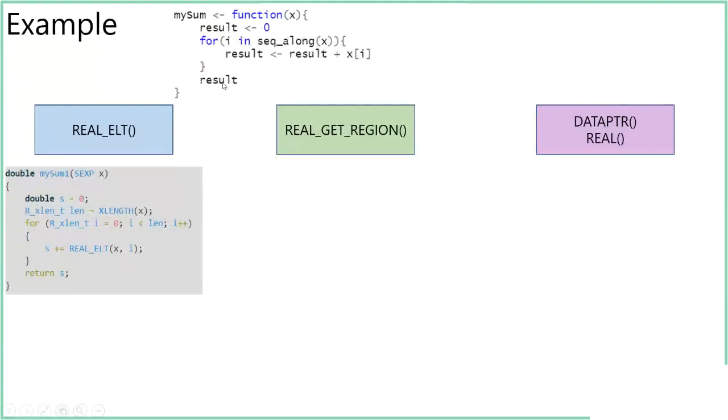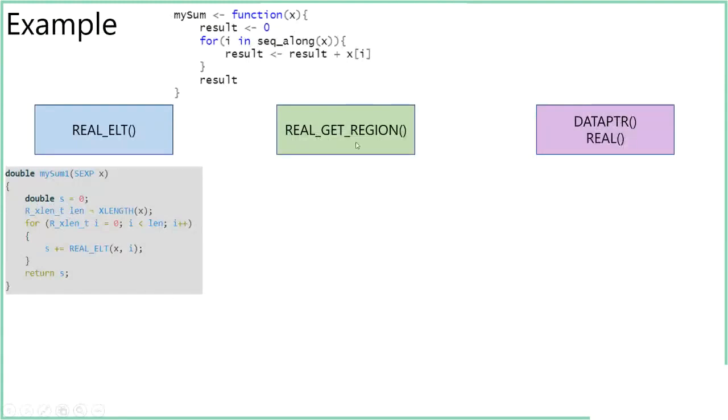So it's similar to the R function. First, we just declare a variable to hold the result, and then we loop over the vector using the real element function to get one element from vector x at a time, and then we add it to our variable s, and then we return our result. So it's simple and straightforward.